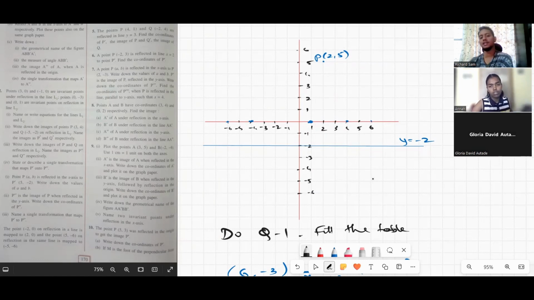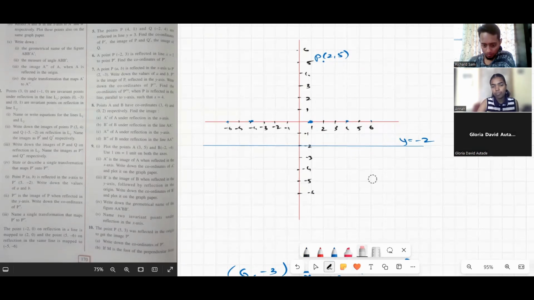See, when a point reflects on a line that's parallel to the x-axis, the x coordinate will not change. That 2 will remain as 2. Only the 5 will change to -9. So that will be what? Somewhere here down below this, 2 comma -9. -7, -8, -9. So here the point is 2 comma -9.